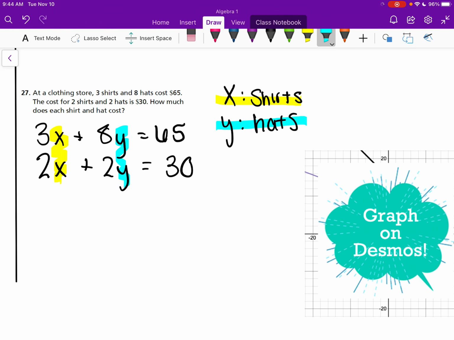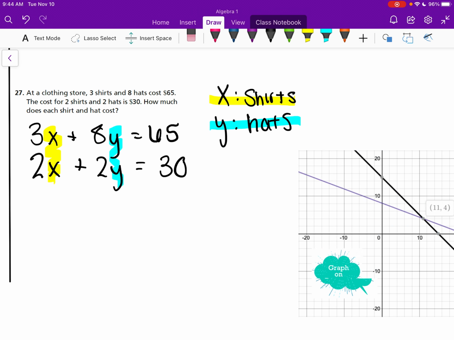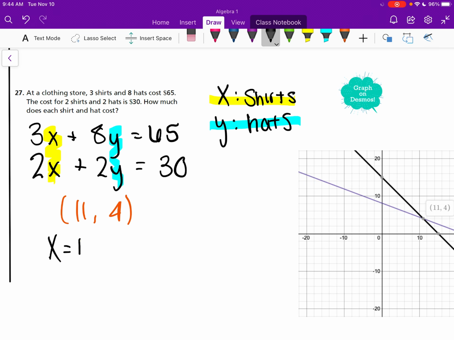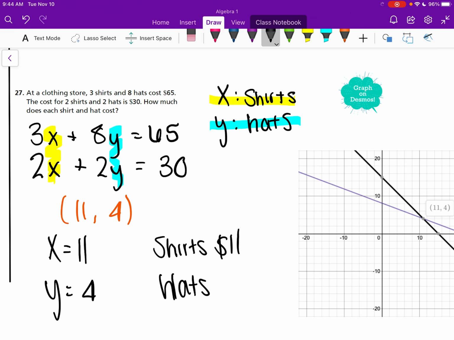So you went to Desmos and you graphed this. Let's check it out. Did you find the intersection point at 11, 4? Which means that x is 11, the y value is 4, and if the question said how much does each shirt and hat cost, that means shirts are $11, hats are $4. There we go.